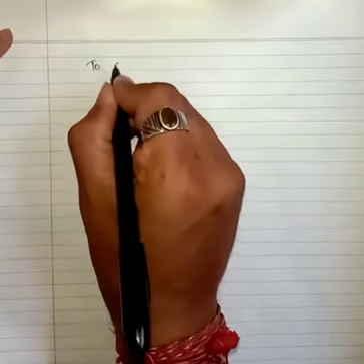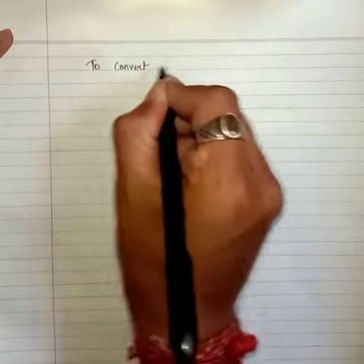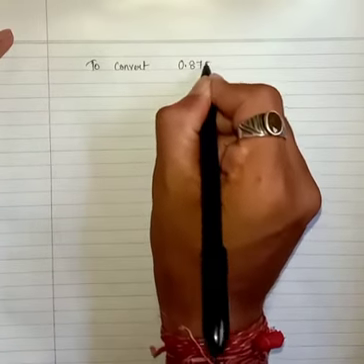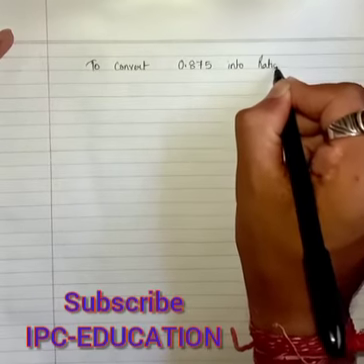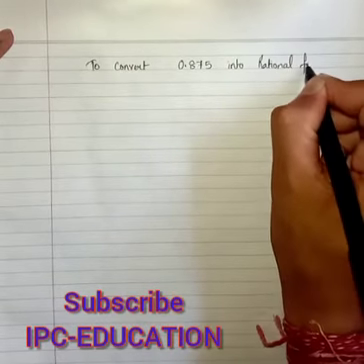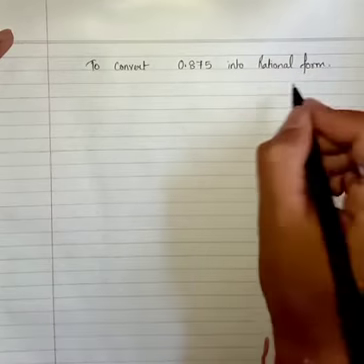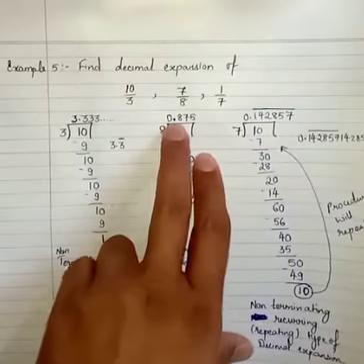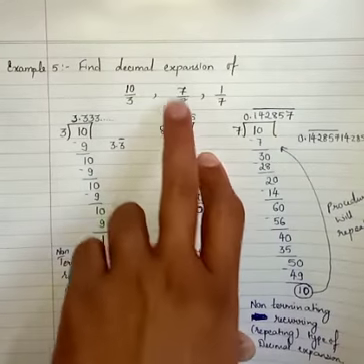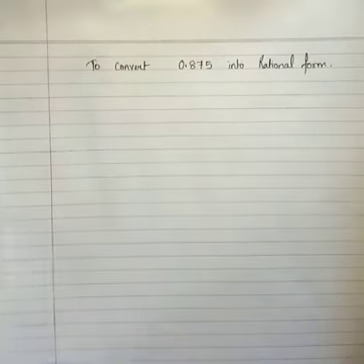To convert 0.875 into rational form. Rational number form, we have to convert this. It was the same question we have seen here, 0.875, and our answer was 7 by 8. So we will convert this also.